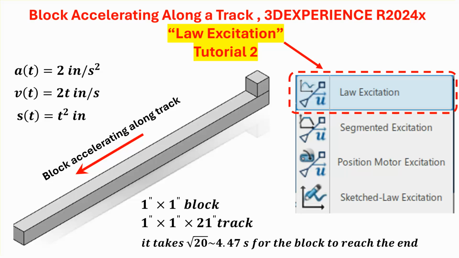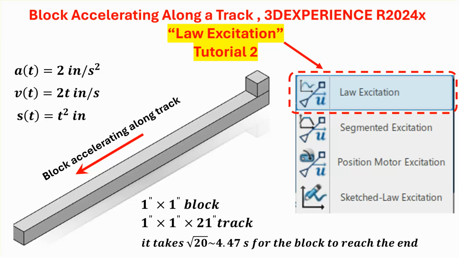From elementary kinematics, if you integrate the acceleration, you're going to get the velocity, assuming the initial velocity is 0, 2t. And if you integrate this again, you get the position along the length of the track.